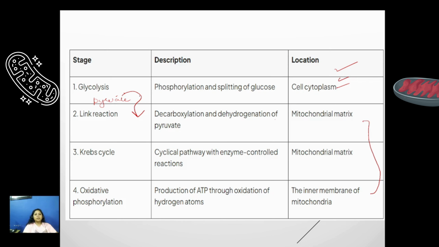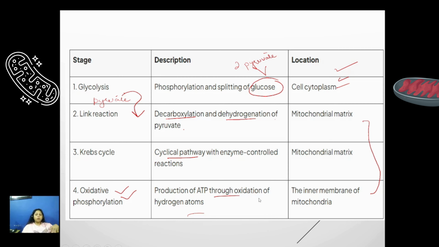What is glycolysis? Glycolysis is basically the splitting of glucose into two pyruvate. A three carbon molecule is formed. Then the link reaction is the decarboxylation and dehydrogenation of pyruvate into acetyl CoA. Then acetyl CoA enters the Krebs cycle, which is a cycle that produces again and again, as we are going to learn later. And then the oxidative phosphorylation releases energy from reduced NAD and reduced FAD.